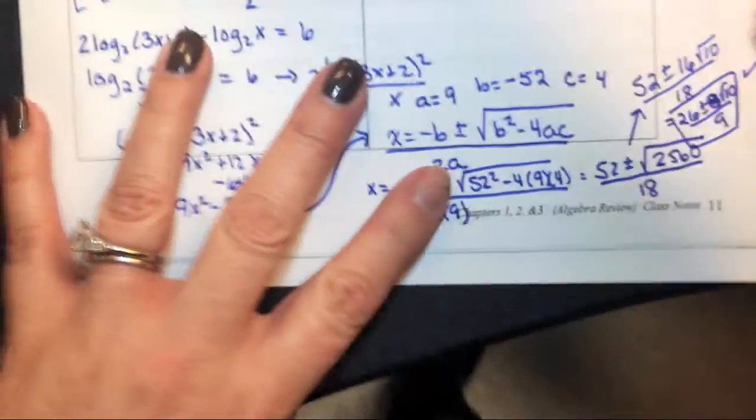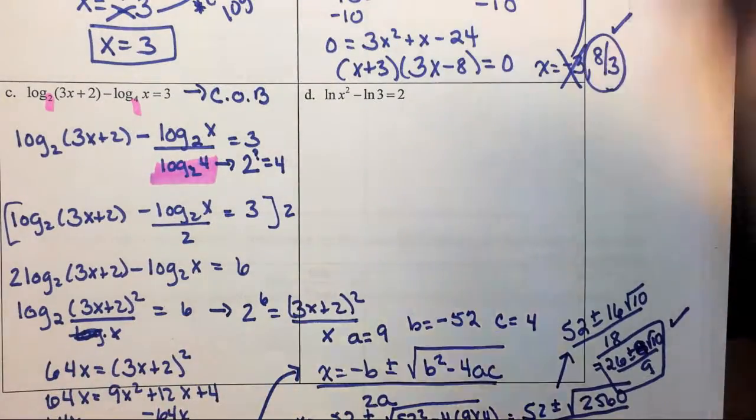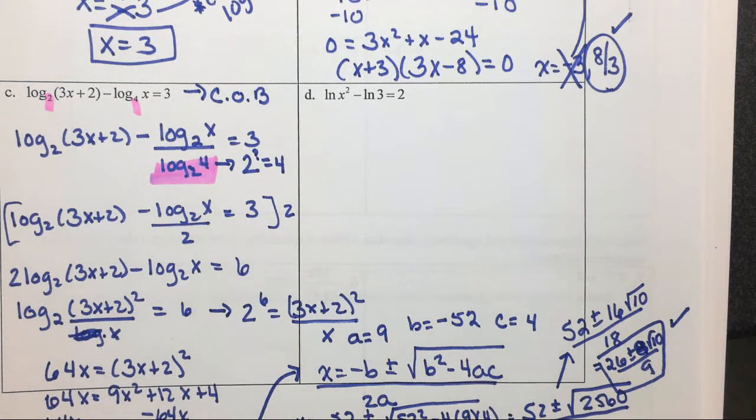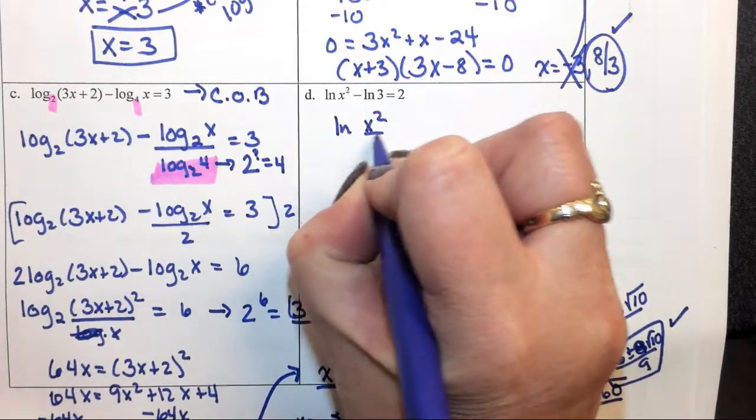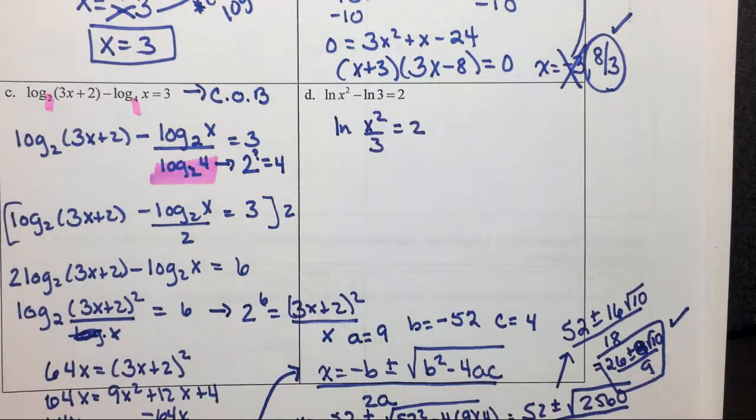All right, let's take a look at D. Wow, hopefully this one's a little bit better. Well, first of all, can you condense on the left? Yes, so let's do the condensing first. So natural log of x squared over 3 is equal to 2.